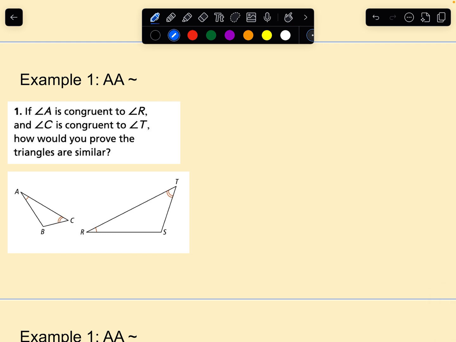Here we have A congruent to R and C congruent to T. So again, we have two angles of one triangle congruent to two angles of the other triangle. So then we can say triangle ABC is similar to triangle RST by angle-angle similarity. Notice how I wrote them. A and R are the same, so they both had to come first. C and T are the same, so they also had to be in the same position, which means B and S are also in the same position.